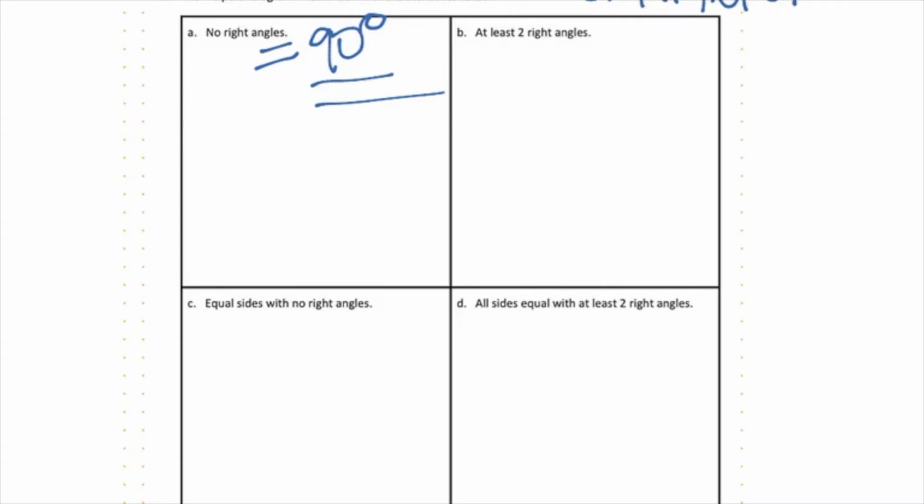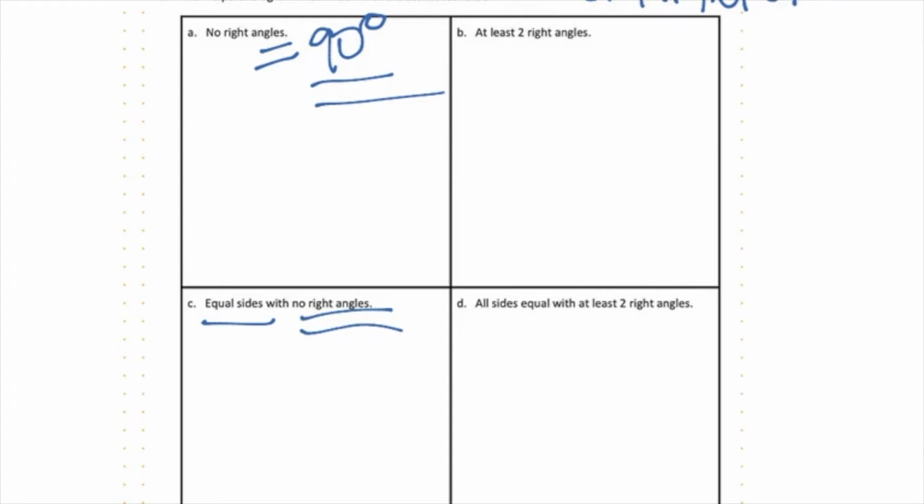For C, equal sides with no right angles. What are sides? Well, that's a great question. On the website, right next to the button that says angles, there's, what is it? I think diagonals and then sides. I forget the order, but everything is right there for you. So you're going to find equal sides with no right angles, no angles with 90 degrees.